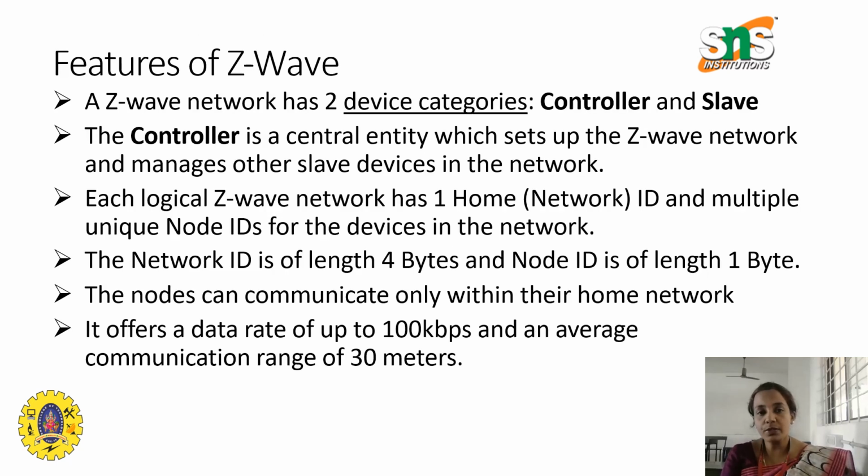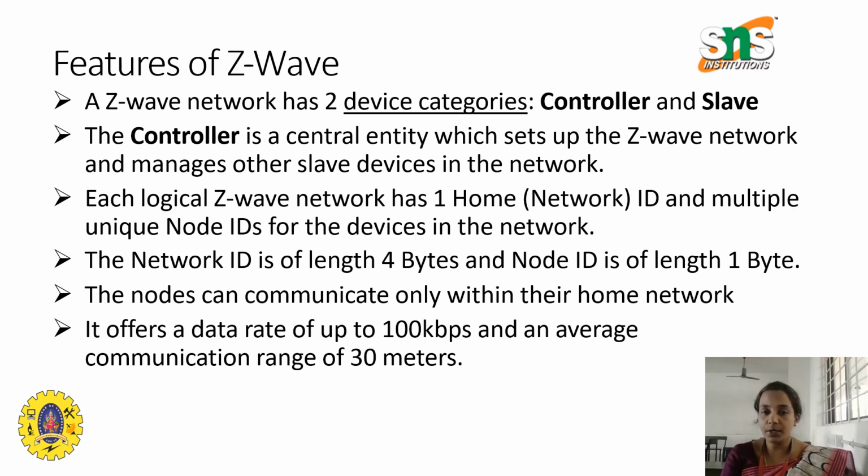The main features of the Z-Wave communication protocol are that it has two device categories: one is a controller and the other is a slave. The controller is a central device which controls the slave. So how does it do the work? The controller is a central entity which sets up the Z-Wave network and manages other slave devices in the network.